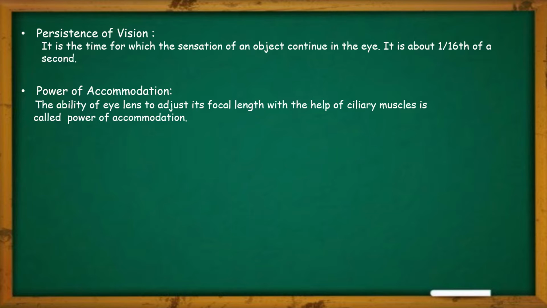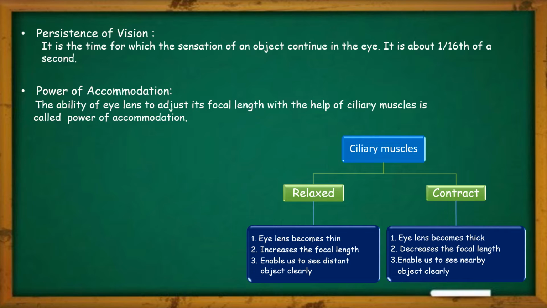Who is helping to adjust it? The ciliary muscles are adjusting. You see, the ciliary muscles have two positions. One is the relaxed position, another one is the contracted position. Whenever the ciliary muscles are in relaxed position, the eye lens becomes thin, which increases the focal length of our eye lens. It also enables us to see the distant object clearly. But when it is in contracted position, the eye lens becomes thick, which decreases the focal length of our eye lens, and also enables us to see the nearby objects clearly.